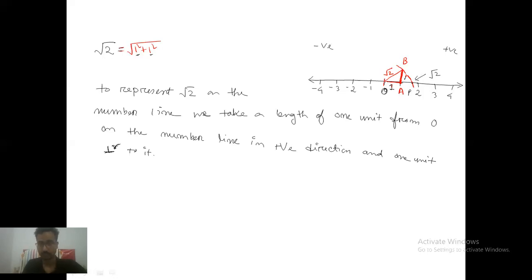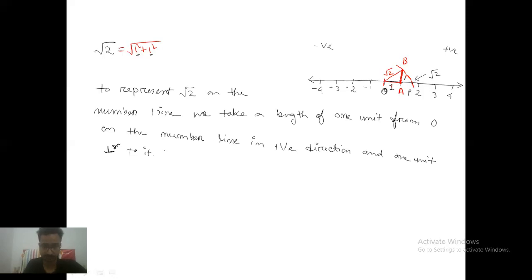Now see, we have taken 1 unit from O. We have taken 1 unit along the positive side. Then on this point we have taken 1 unit perpendicular to it. Now OA and AB are the sides, and OB will be the hypotenuse.